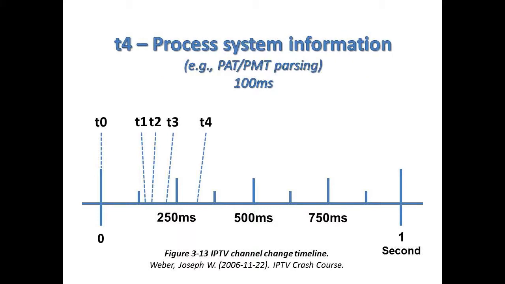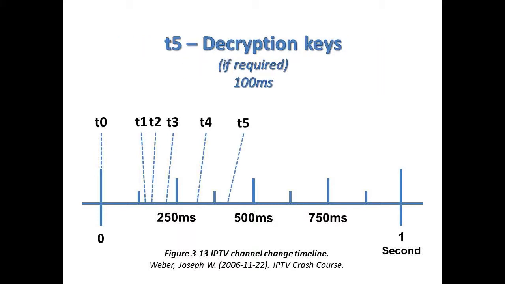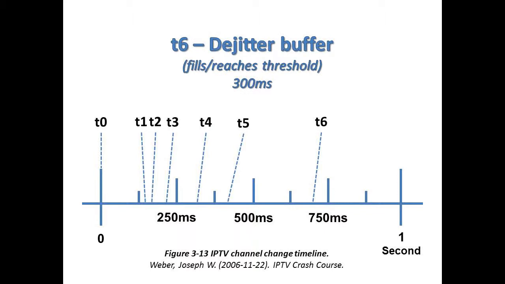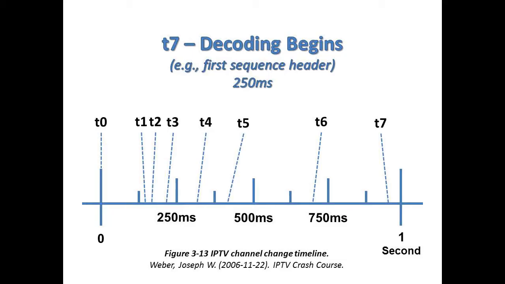And at T4, the processing of system information. So it's processing all those changes to make that channel change happen. Decryption of the keys at T5. This is where the DRM comes into play. More than likely, all the content that you're going to be getting from a subscription service like DirecTV or Uverse is going to have some DRM on it. At T6, the dejitter buffer to make sure we get a quality stream comes through. At T7, the decoding begins of that new channel.